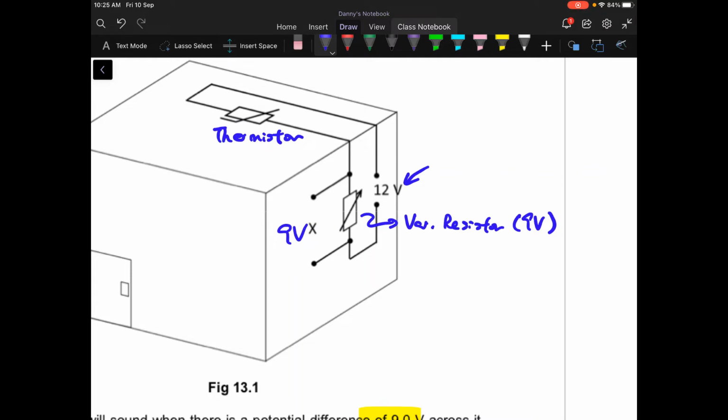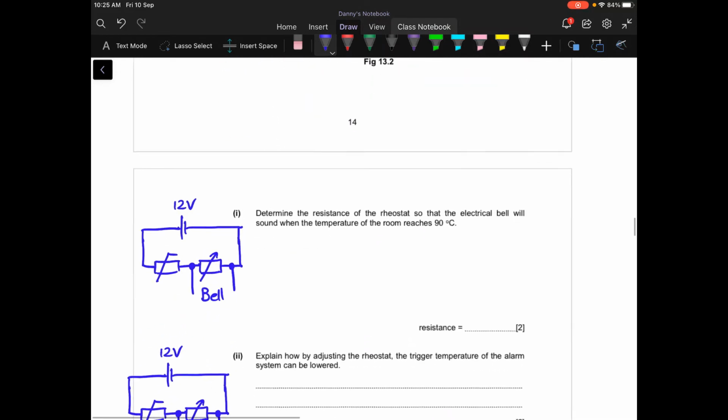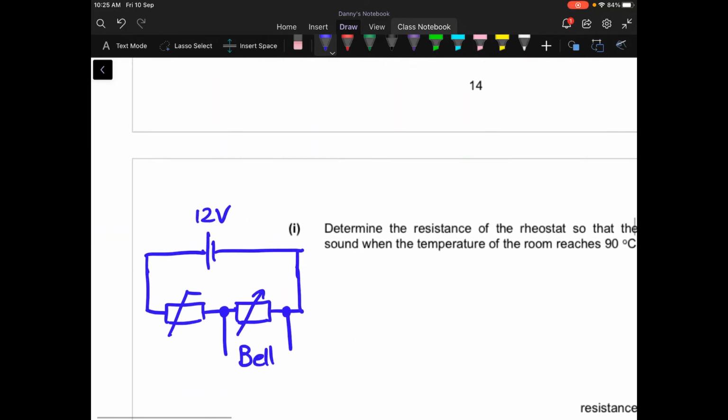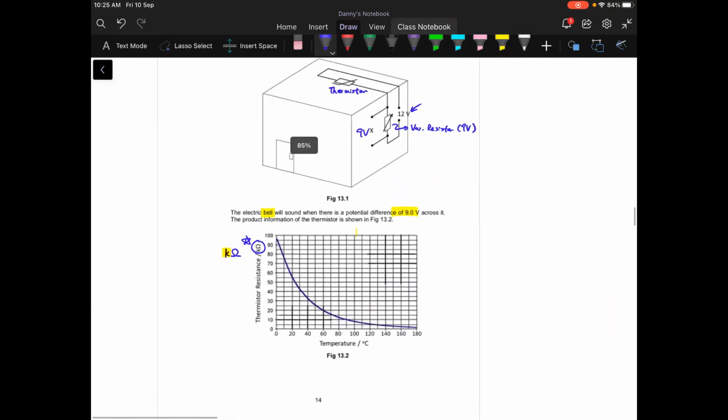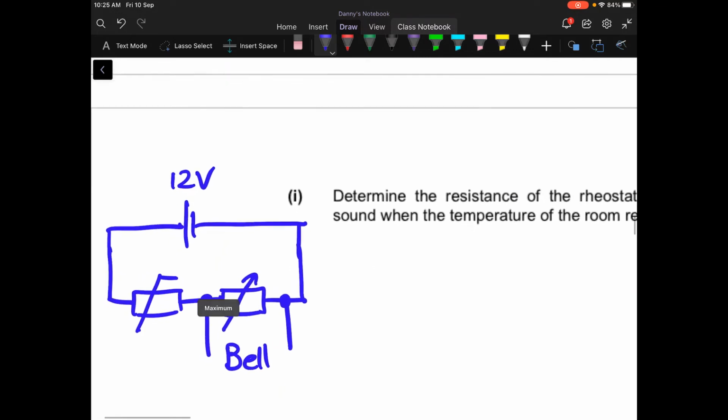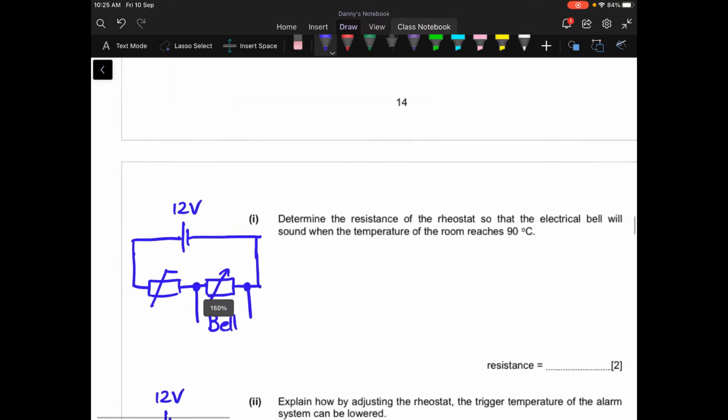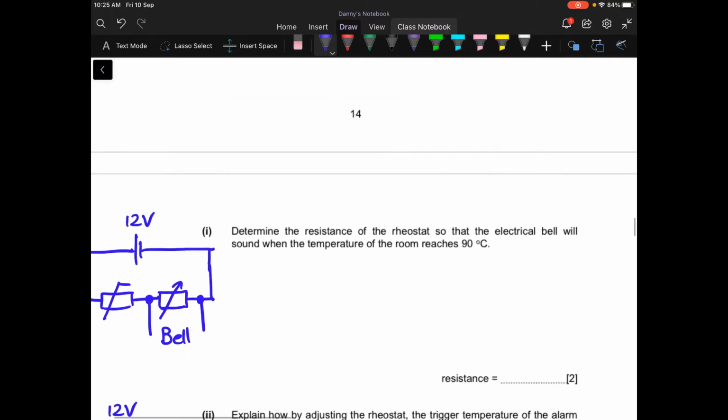And if you are having difficulty seeing a 3D presentation of a circuit, what I would suggest is that you just redraw it and turn it into a 2D one. So what I do is I can see that the bell is connected to the variable resistor, so on the 2D version, I also put the bell over there. Okay, so let's now begin answering the question.